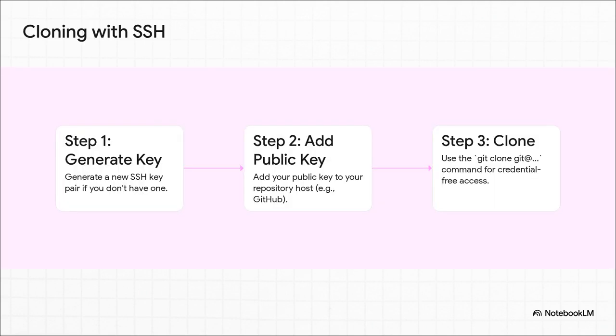Okay, so you found a repo and you want to get a copy on your computer. You're going to clone it. Now, you can use HTTPS, but the real professional way to do it is with SSH. The setup is simple. You create a key pair, you give your public key to GitHub, and bam, you can now access the repo without ever typing a password again. It's not just more convenient, it's way more secure.